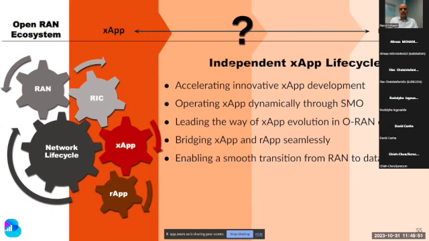So we propose this independent xApp lifecycle. In it, we break down the xApp into different options, so that the xApp can be dynamically operated by the SMO and the development speed of xApps is accelerated, bridging the xApp and rApp seamlessly and enabling a smooth transition from RAN to data. From the rApp perspective, the user of the rApp only needs the data. They don't care about how to deploy the RAN in this case.